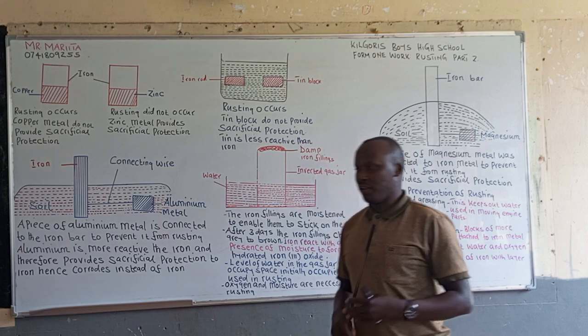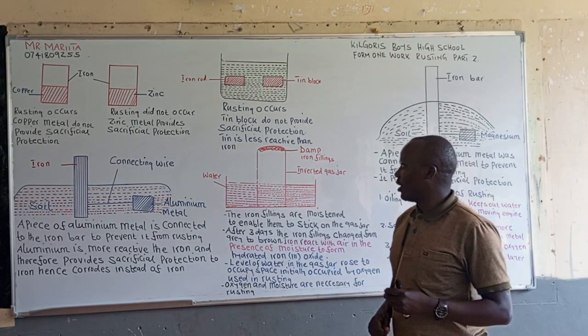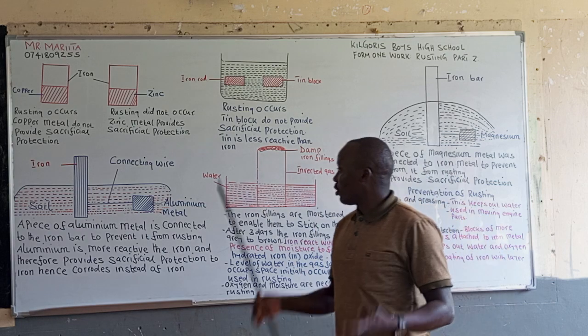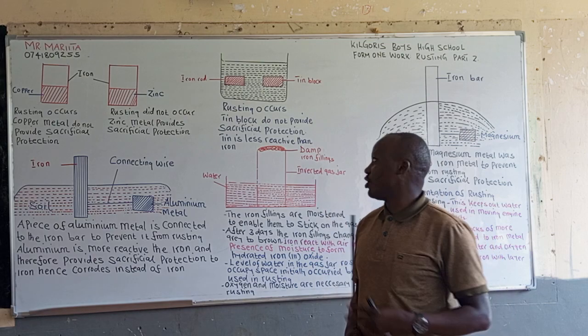Today we are looking at a very important part, that is rusting for iron work, and in most cases methods of preventing rusting and some other application questions.